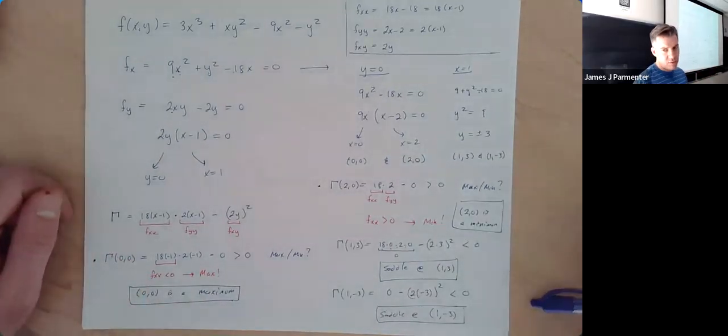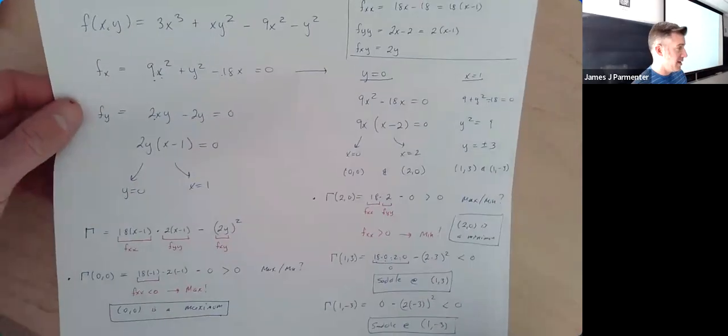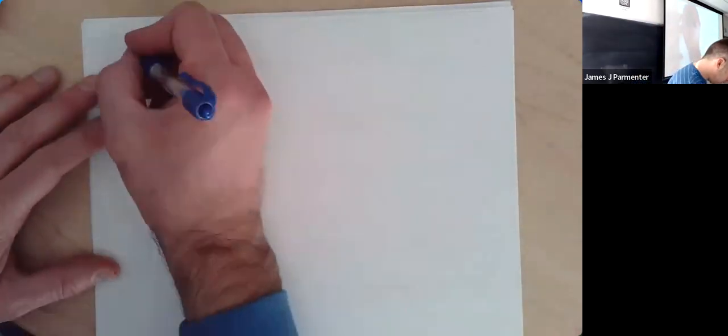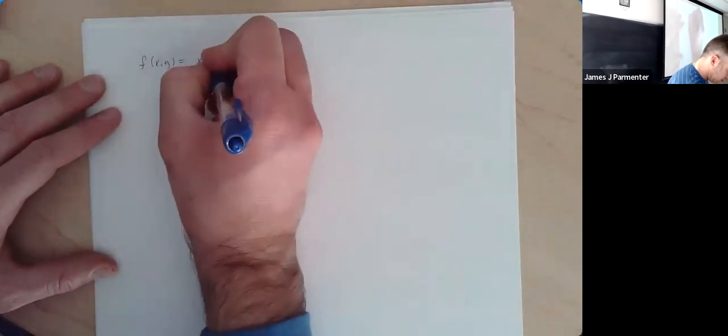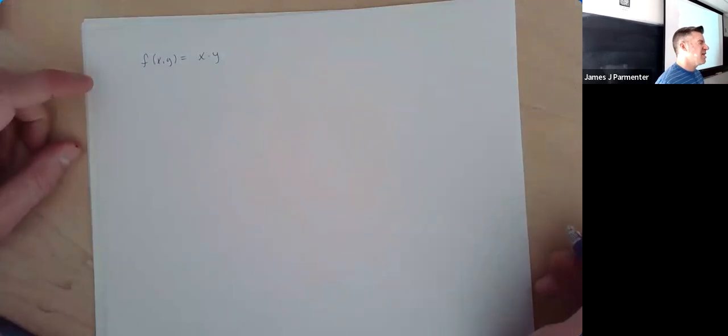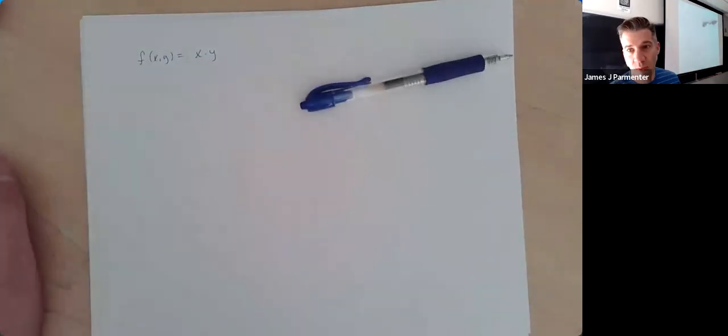So what I'm trying to say, not very eloquently, is that functions are funky. If you look at something like f of x, y equal to x times y, let's graph it. There are some nice graphing utilities.